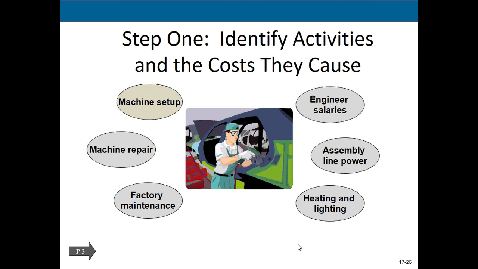So here at Cartco, they've identified, it looks like 6 different activities: machine setup, machine repair, factory maintenance, heating and lighting, assembly line power, and engineer salaries. So this is just 6, not 100, it's just 6. This probably wouldn't have been hard to deal with as it is, but this is an example. We don't want to have to deal with hundreds of them. So just 6 of them, and we need to identify, are there any of these 6 activities that we can group together and put into one pool so that we don't have to apply an overhead rate 6 different times?